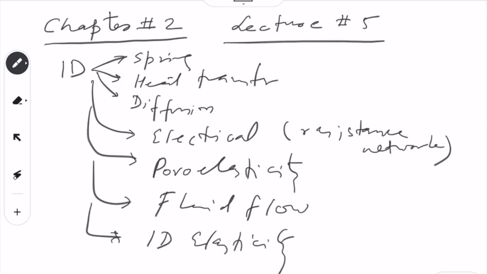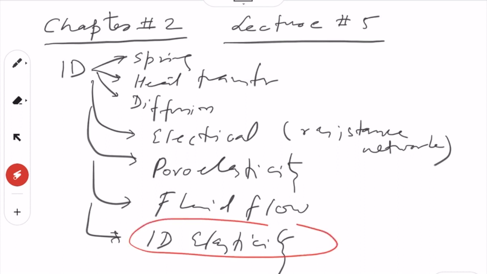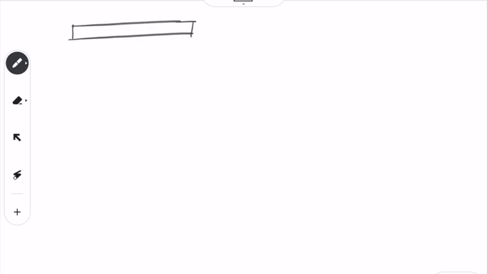Not to forget, the very important one was the 1D bar, 1D elasticity, and this is the one which we will talk about today. We will make it a little bit more difficult. Difficult means we will take into account a few more things that will make the problem more difficult than earlier. Today we will also understand the different meaning of K1, K11, K22 and so on.